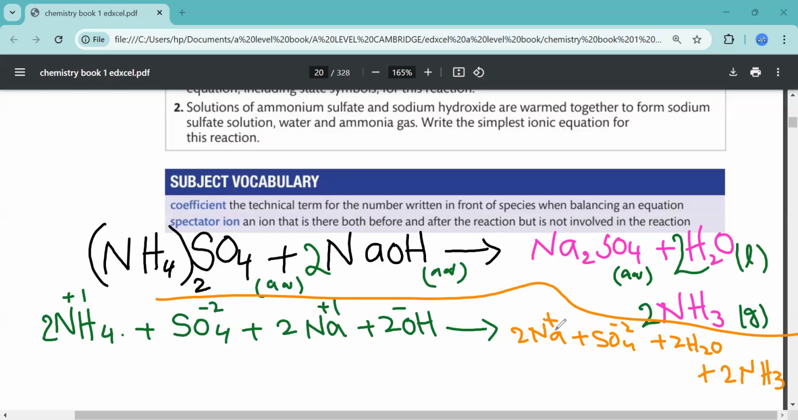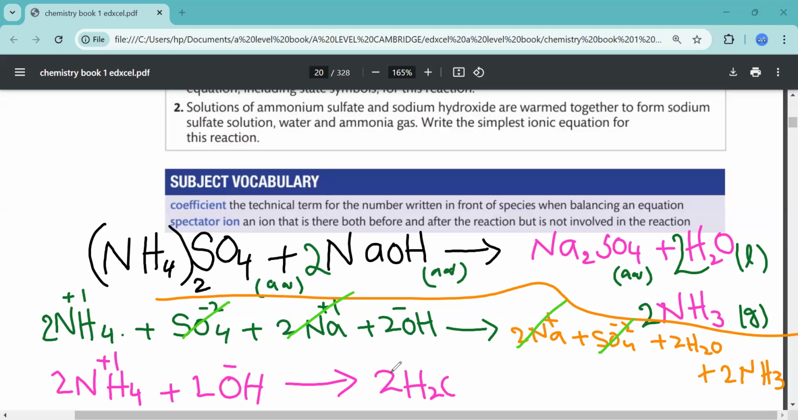Sodium, and this is also sodium. Quantity is the same, charge is the same, so you will cut them down. Sulfate and this sulfate, they both are the same with the same charge. What else is left? Ammonium is left. You will write down the ammonium as it is. Two hydroxide ions are left. What you will get is two water molecules. Write down the remaining product and two ammonia gas. This is your final equation.